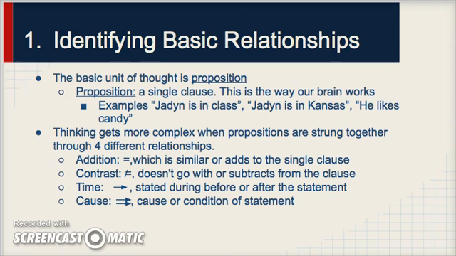When thinking gets more complex, which it is very complex, it's when these propositions are strung together, and there are 4 different ways they can be strung together. The first one is addition, and the book shared symbols that identify those, so if you're reading about this, you can determine where the relationships are. Addition is what is similar or adds to the single clause. So Jaden is in class and is tired. That word "and" is adding to that Jaden is in class.